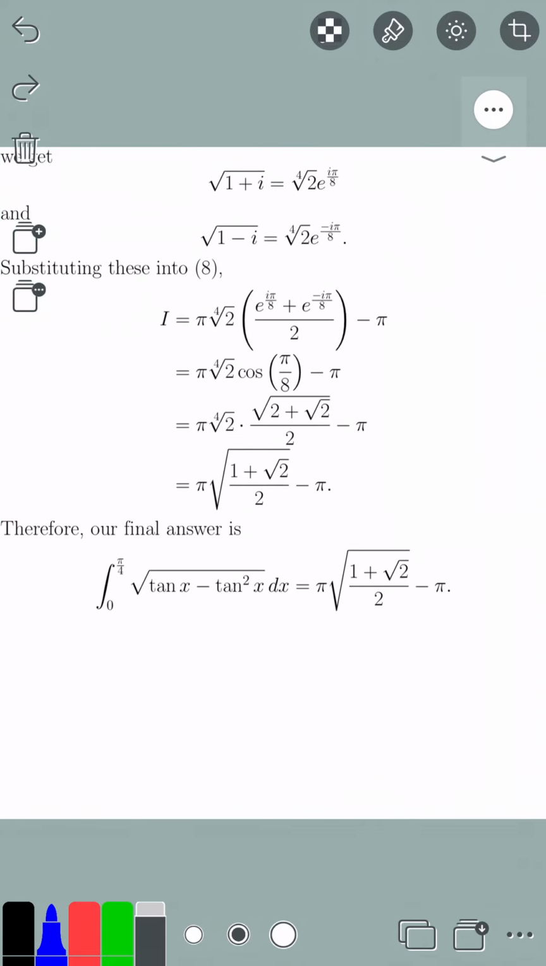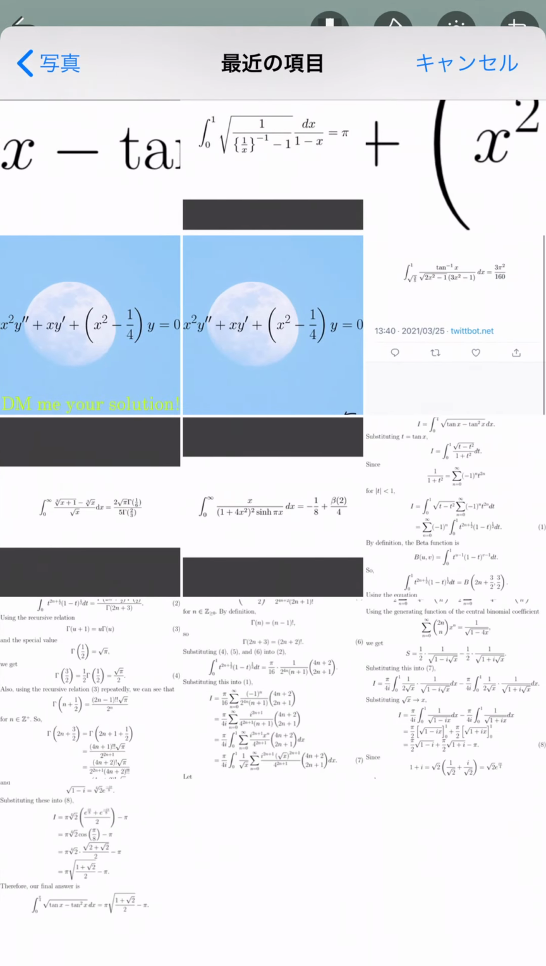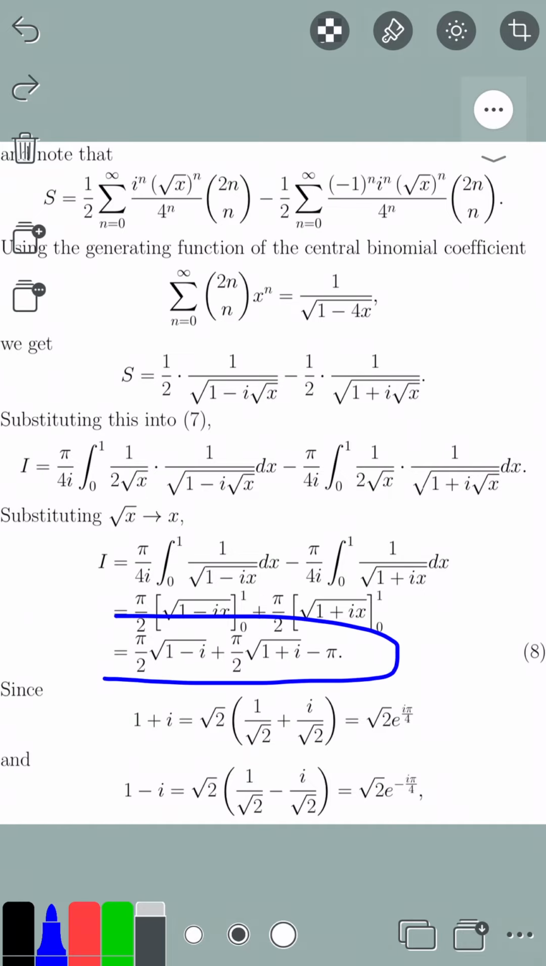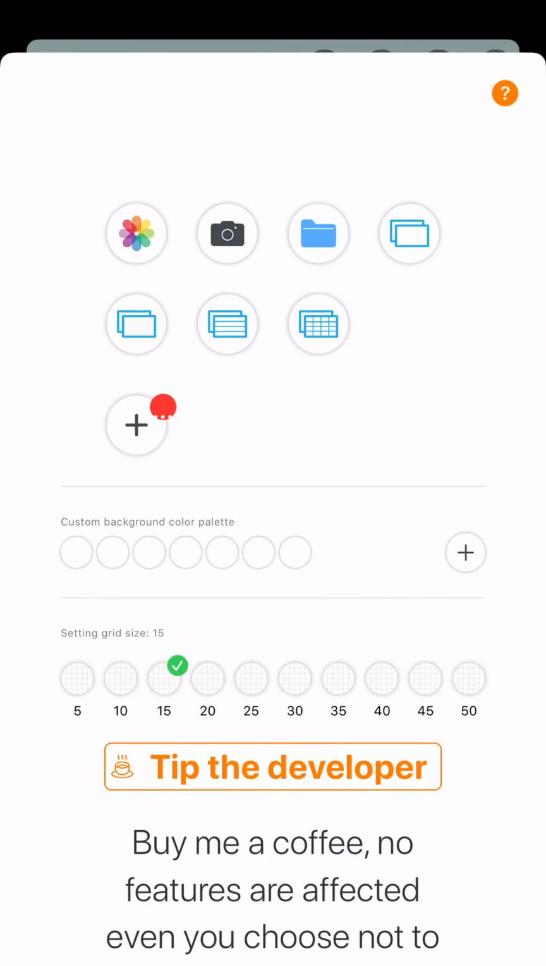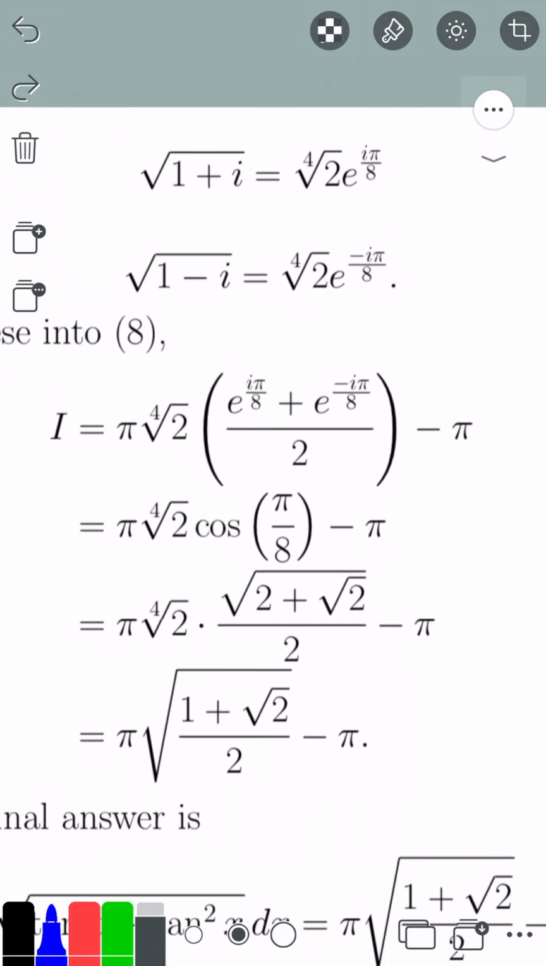So substituting those two values for the square root of 1 plus i and the square root of 1 minus i into this equation here for I, we're getting close to the final answer. We get I is equal to pi times the fourth root of 2 times (e to the i pi over 8 plus e to the negative i pi over 8) over 2, minus pi. And this expression right here, e to the i pi over 8 plus e to the negative i pi over 8 over 2, is simply cosine of pi over 8.